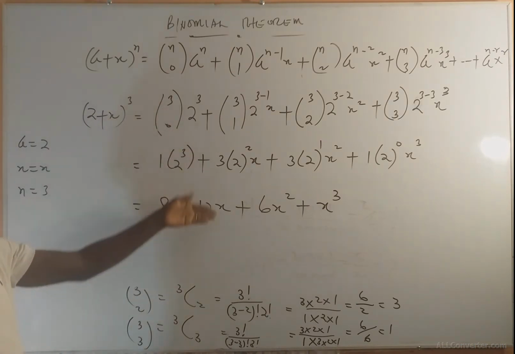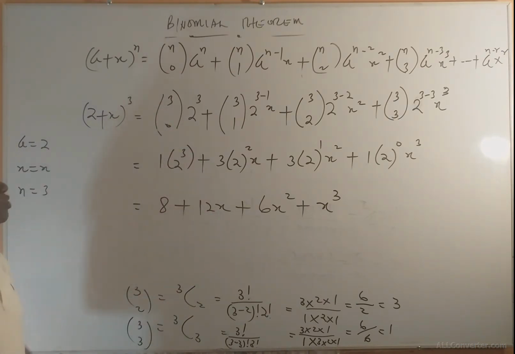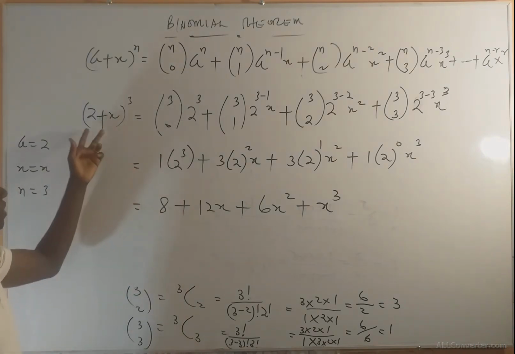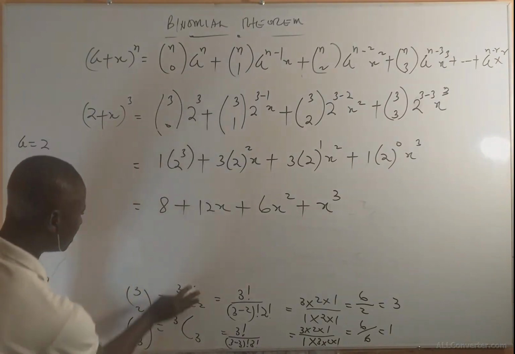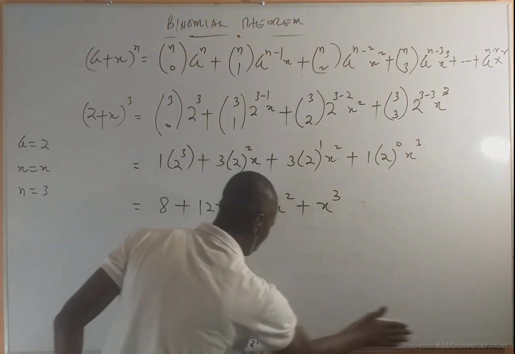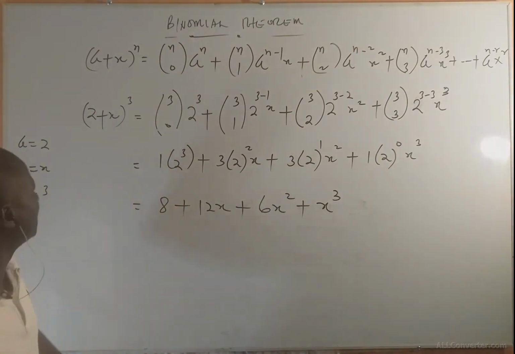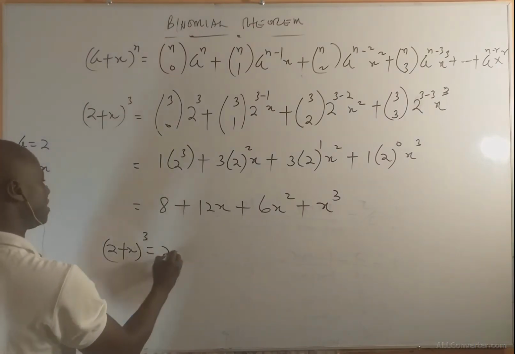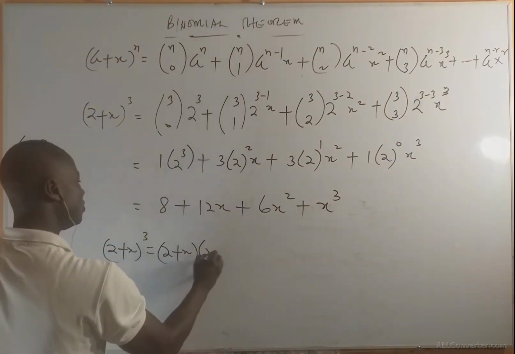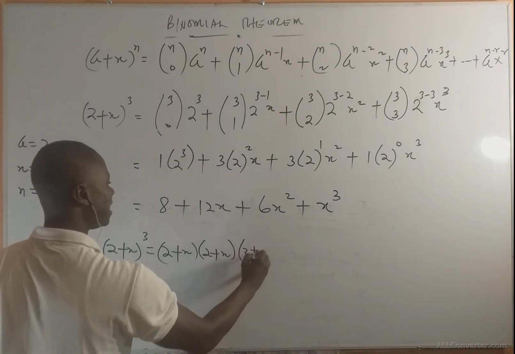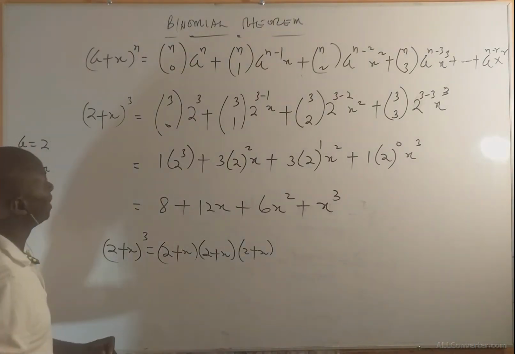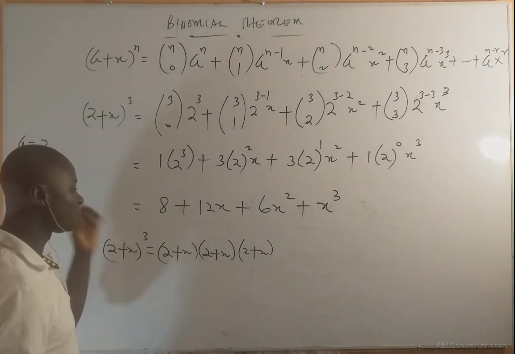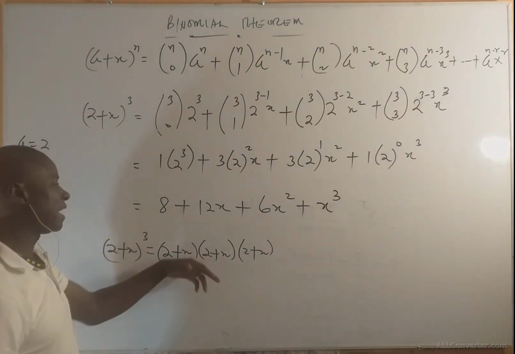Using the combination approach, this is how we solve for that. So this is how we use the combination method to solve binomial expansion. Now, this expansion can also be solved by multiplying. When we say 2 plus x exponent 3, this is the same as 2 plus x times another 2 plus x. So if you remember, when we started the binomial expansion, we were looking at how to use this to solve for the expansion. So you multiply 2 plus x by itself 3 times.